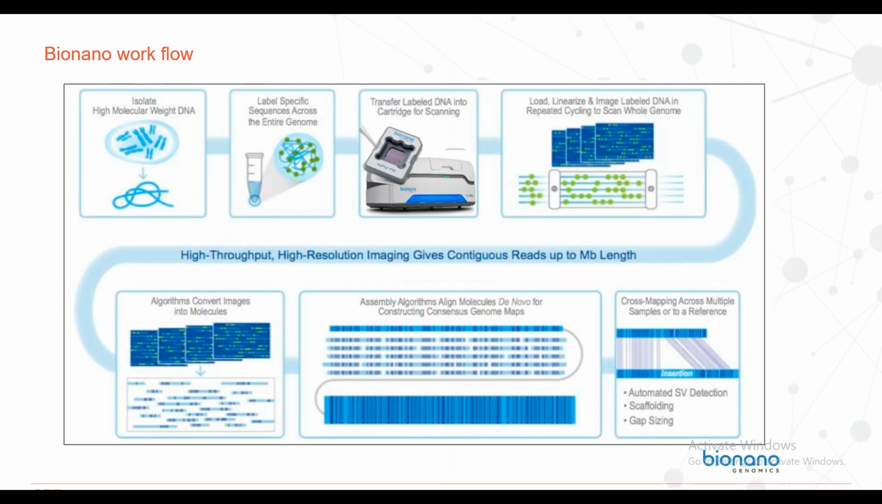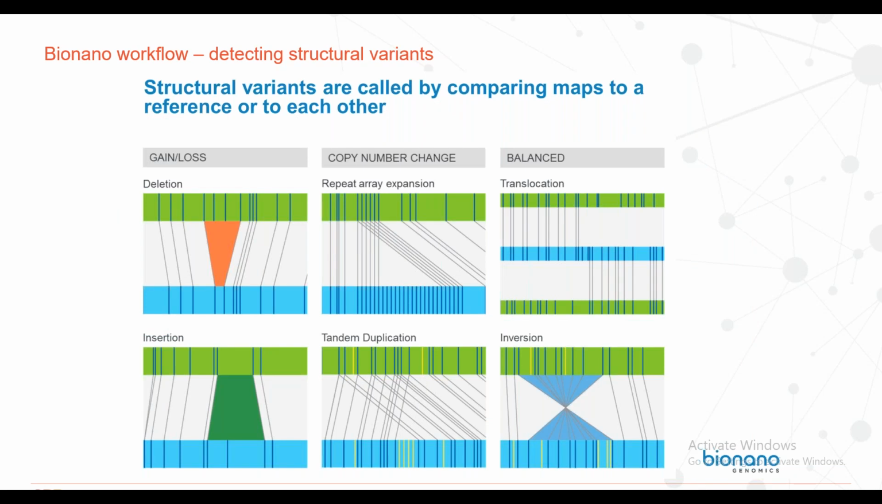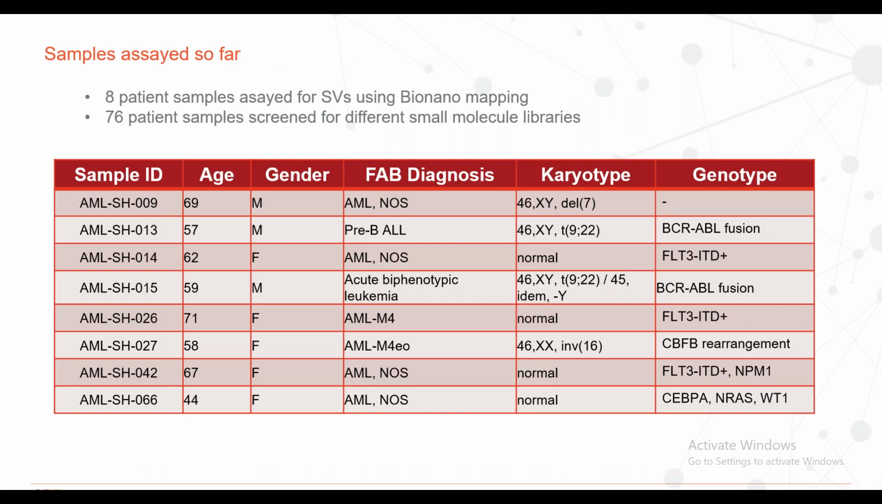Sven gave you a very good explanation of the Bionano mapping technology earlier, so I will skip this. But the basic idea is that it gives you a very reliable assay of the different types of structural variants present in the patients. In this case, we are looking at the structural variants in our AML cohort. This is a summary of the 8 patients that have been assayed for structural variants using Bionano mapping. For most of these patients, through karyotyping and genotyping, we have some information about major structural rearrangements.